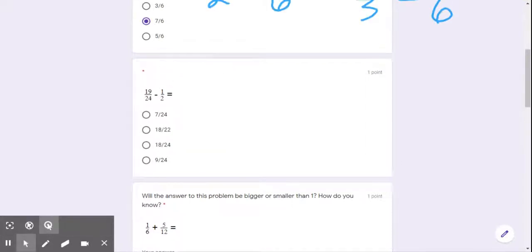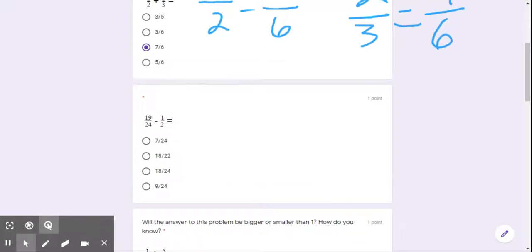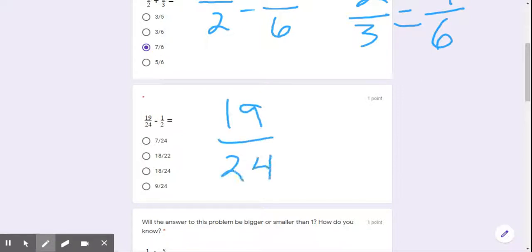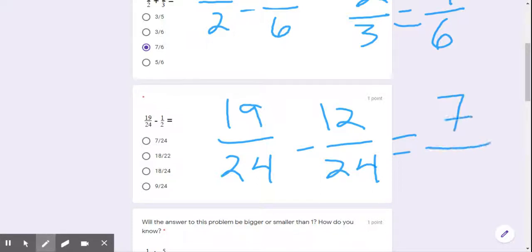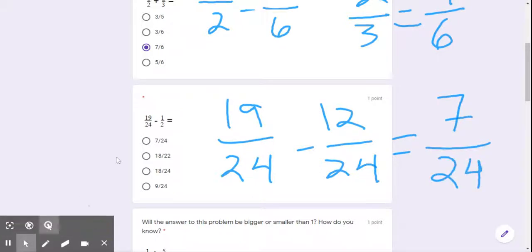So this is the same thing as 19/24 minus 12/24. Because 12/24 is the same as a half. Think about it. 2 times 12 is 24, and 1 times 12 is 12. 19 minus 12 is 7. So 7/24 is the correct answer.